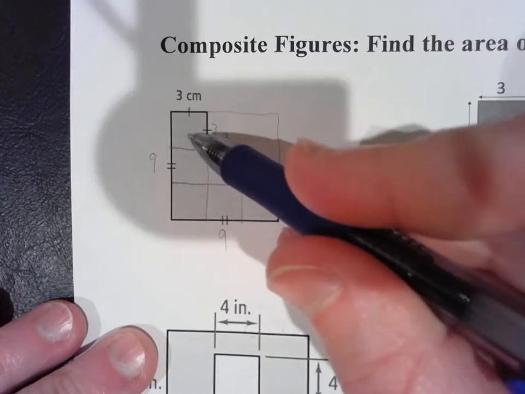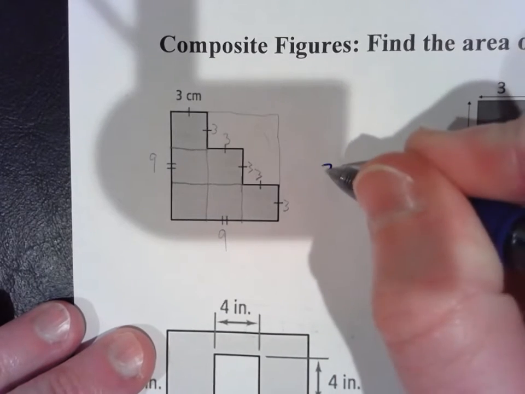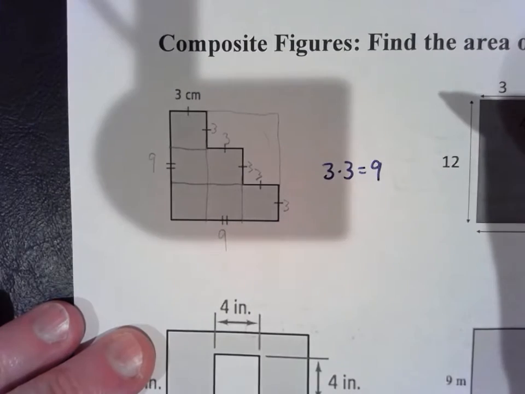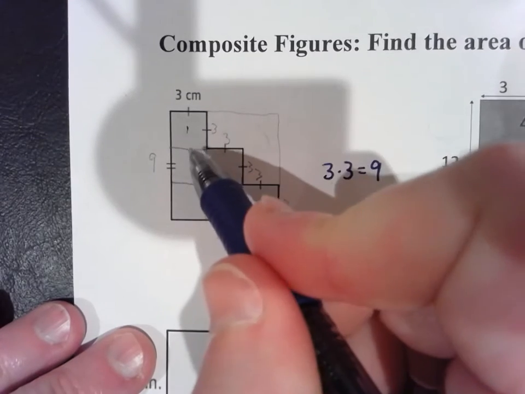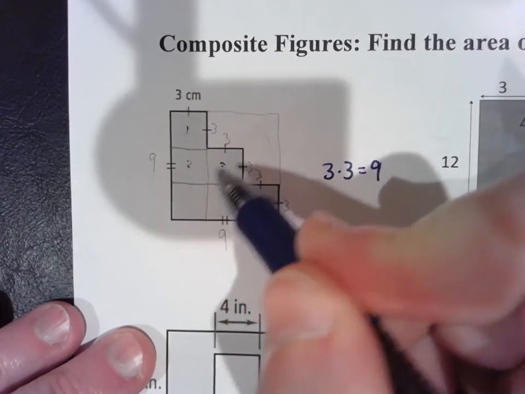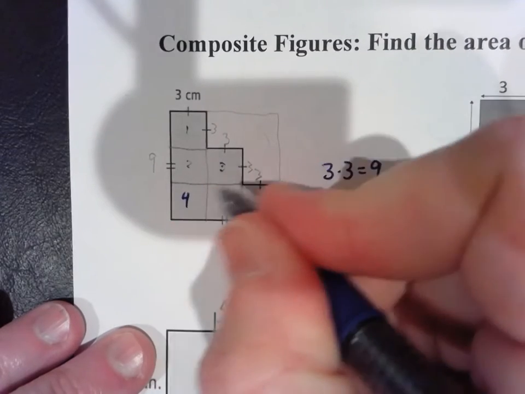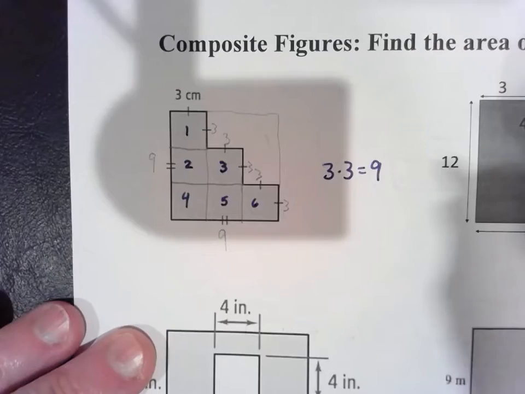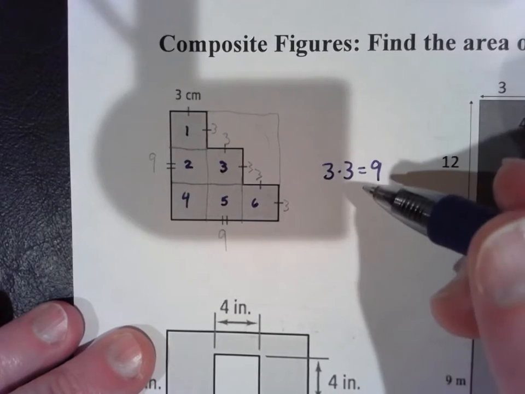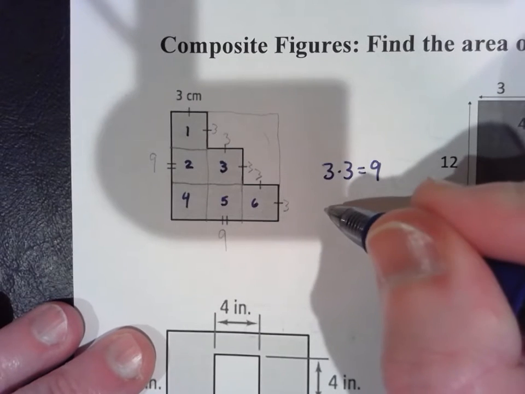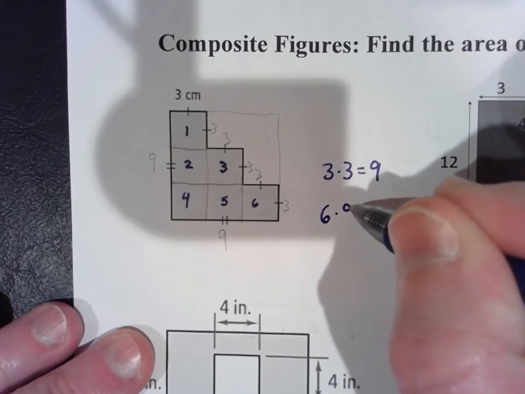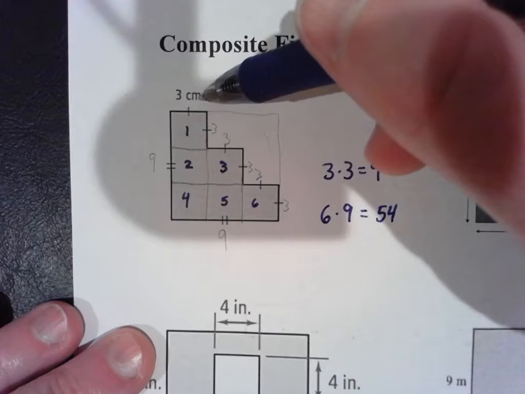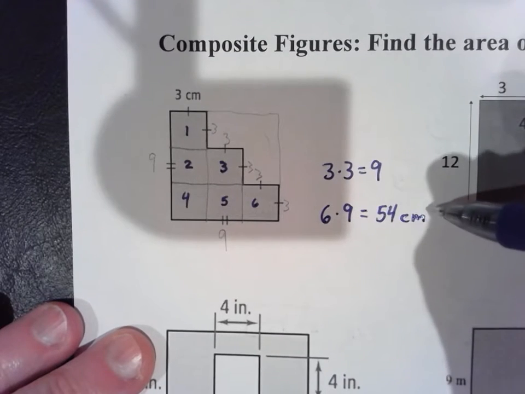So, if each of these little squares is 3 by 3, the area of one of those squares is 9. And then I see that there's 1, 2, 3, 4, 5, 6 of these little squares that are all 3 by 3. And so I can take 6 times 9, the area of each one, and get 54, and I see the label is centimeters, so 54 centimeters squared.